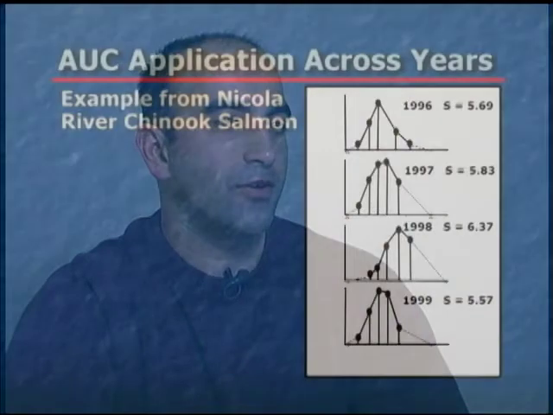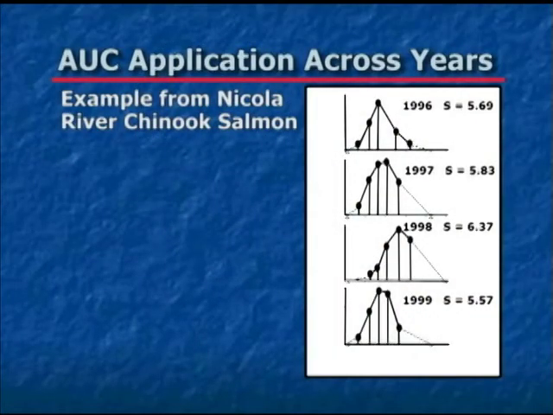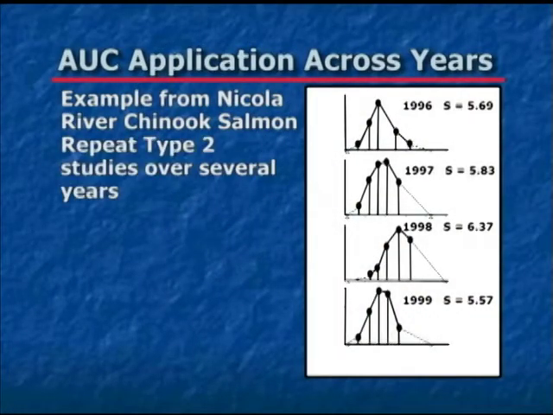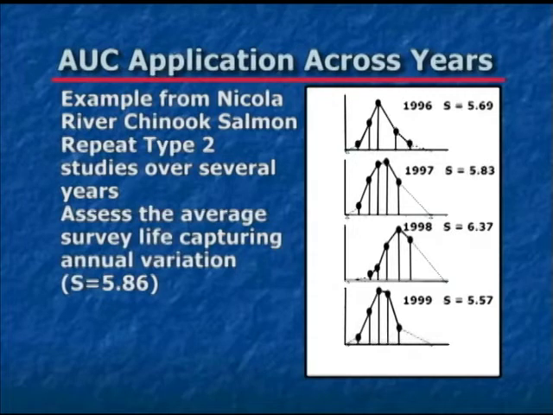Often we'll perform studies on a river over multiple years. So here's an example of some data from Nicola River Chinook salmon, where we repeated these type 2 survey methods, where we did mark recapture studies paired with area under the curve, multiple surveys, and we did this across several years. And we wanted to assess the average survey life over a period of years and try and see how much it varied in this system.